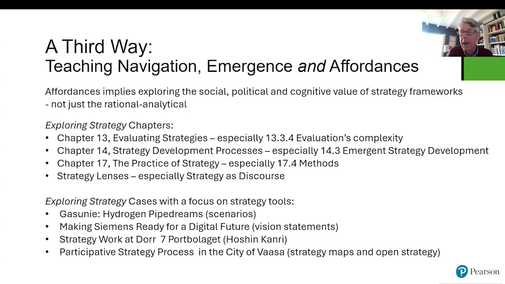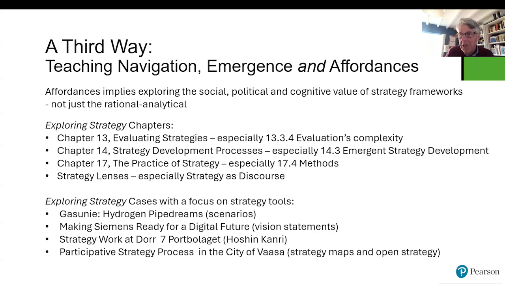I mentioned hydrogen pipe dreams, the vision statements in the Siemens case, the Hoshin Cannery, where we have a thinking differently as well on Hoshin Cannery in the dual 7 Portable Laget. I'm not sure I'm pronouncing that at all correctly. And there's also one on the city of Vasa, where they talk about strategy maps and open strategy.